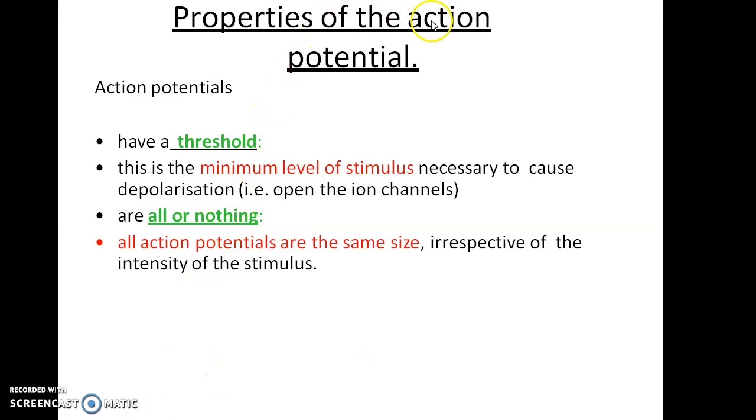The next are the properties of action potential. Action potentials have a threshold value, meaning a minimum level of stimulus that is necessary to create depolarization, that is, to open the ion channels. And the second principle is the all or none principle. According to this principle, all action potentials are of the same size irrespective of the intensity of the stimulus. It means beyond the threshold value, the stimulus causes the same effect. Whatever the intensity of the stimulus is, the action potential remains the same.